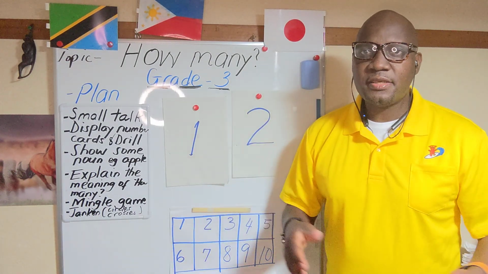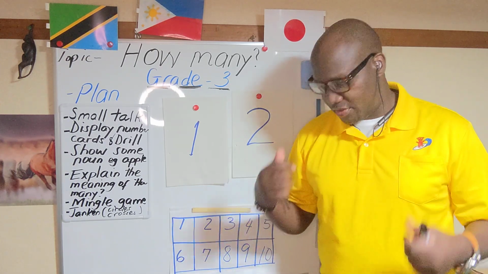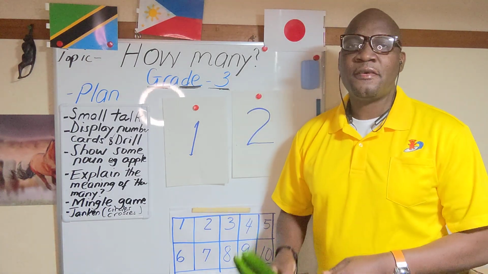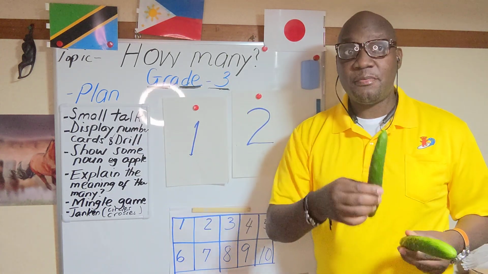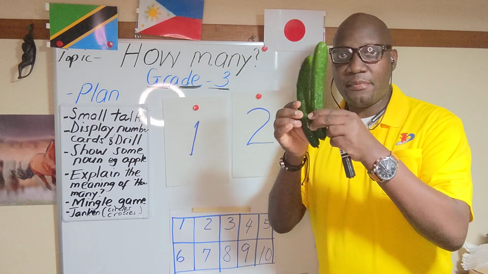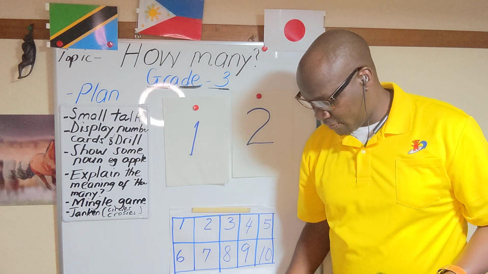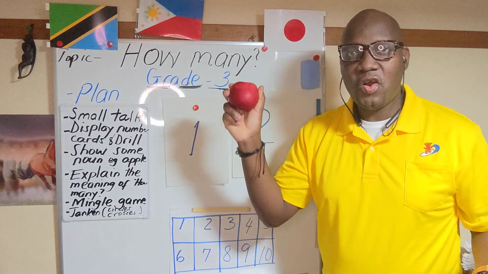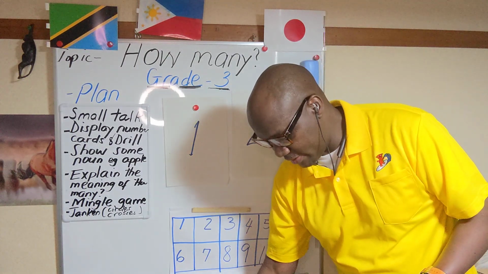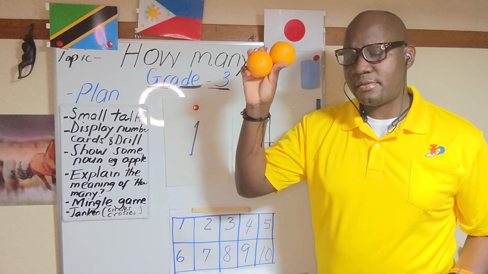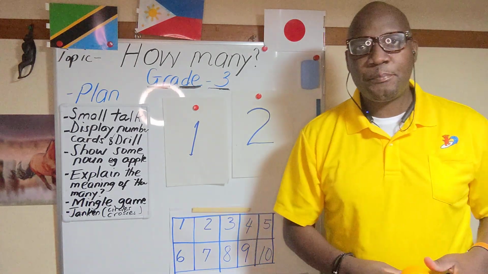Now that you have gone through the numbers 1 to 10, it's time to show some things. You might use realia if you have realia, or you might use pictures. So for instance, here I have realia. What's this? Maybe they know it's cucumbers. Oh, what's this? An apple. And let's say oranges. So go through some realia or pictures.